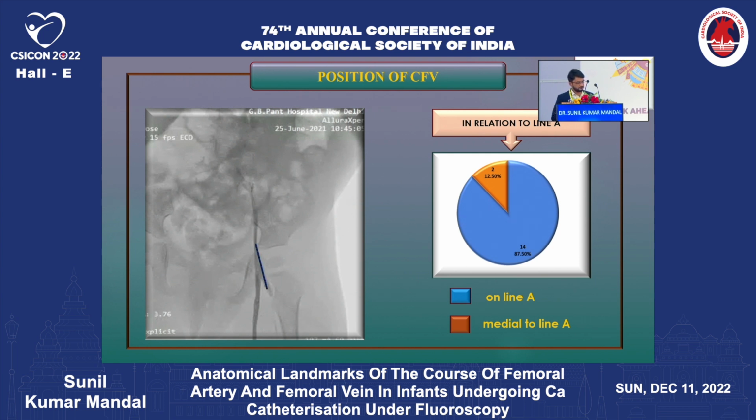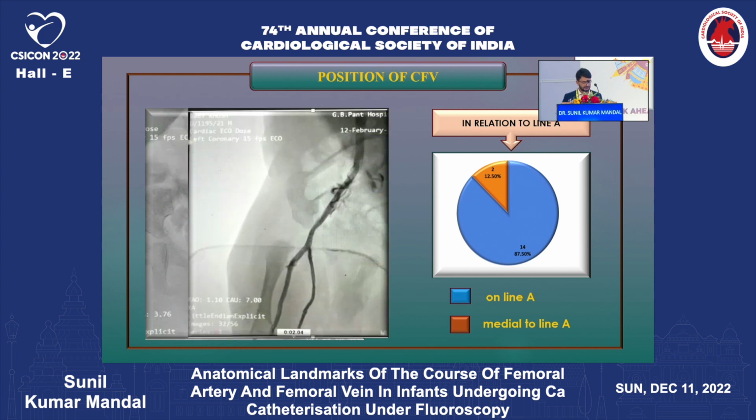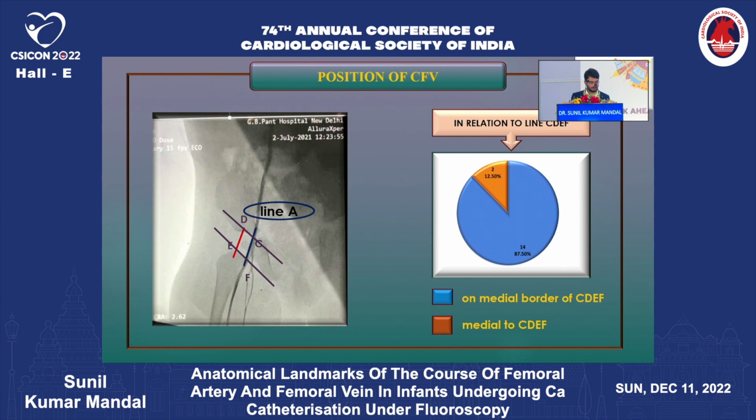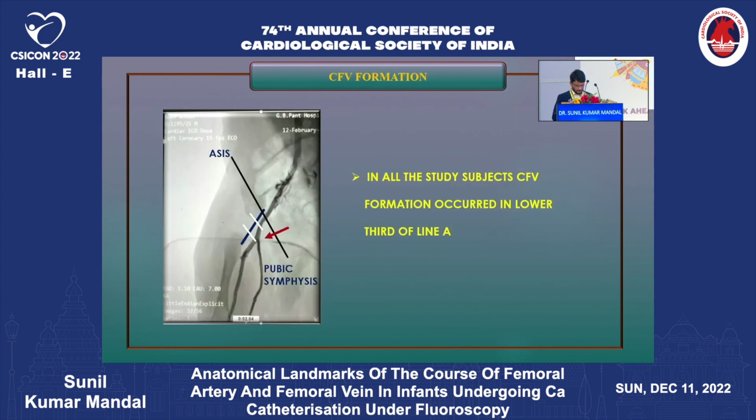So this was my observation. This is line A, and we are trying to find the course of the common femoral vein in relation to this line A. What we can appreciate here is that the common femoral vein is almost on line A. In another study subject, we found that the common femoral vein is lying medial to line A. So out of 16 subjects, in 14 we found the common femoral vein on line A, and in 2 subjects it was medial to line A. When we did it with the parallelogram, the results were the same.